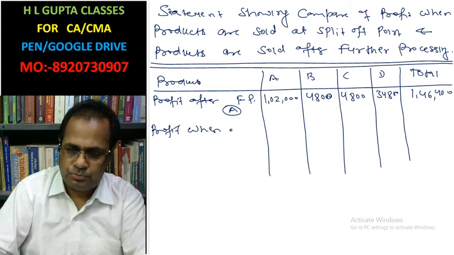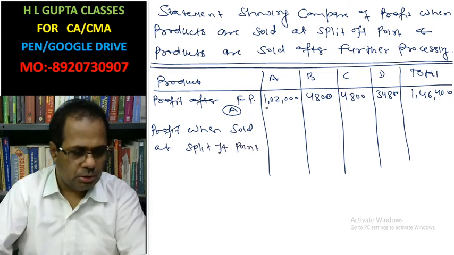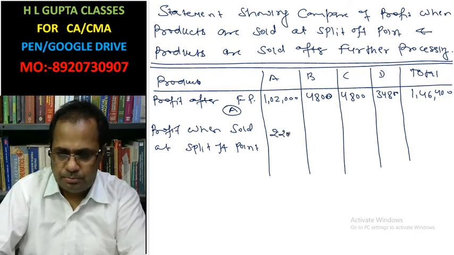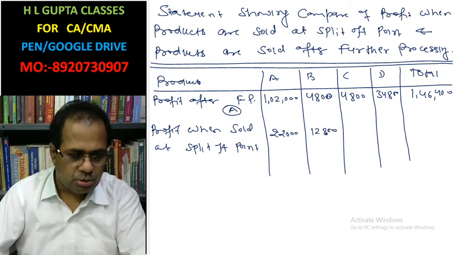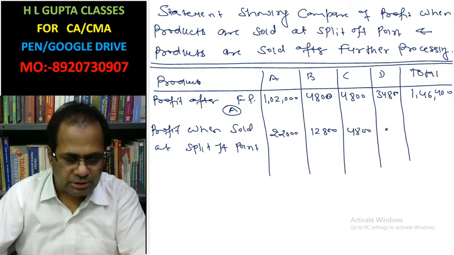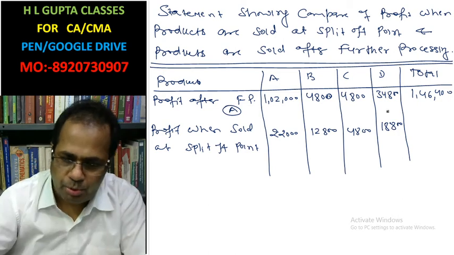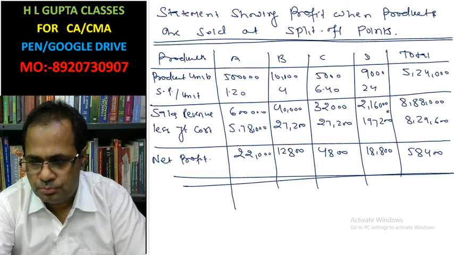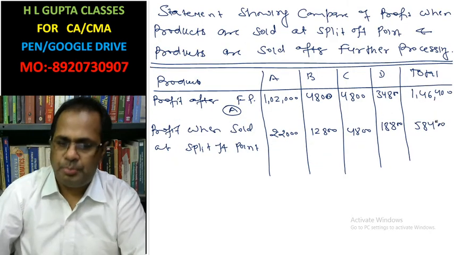Now, profit when sold at a split-off point. 22,000, 12,800. This is the 4,800. This is your 18,800. This is total profit 58,400. Please try to understand.